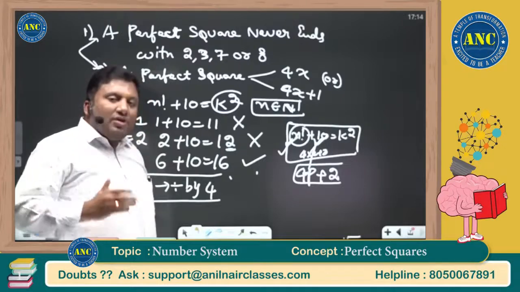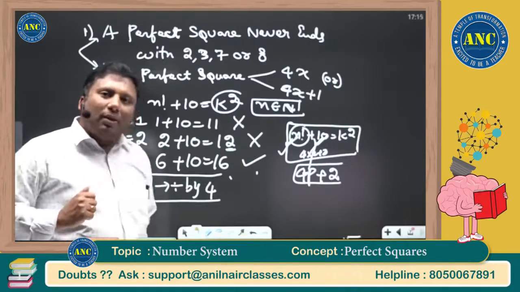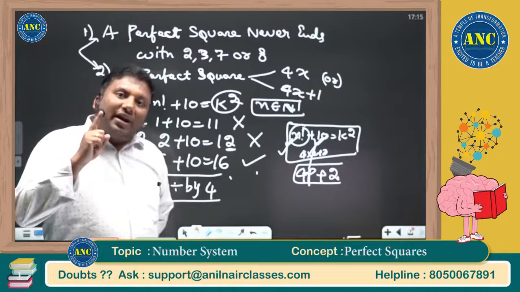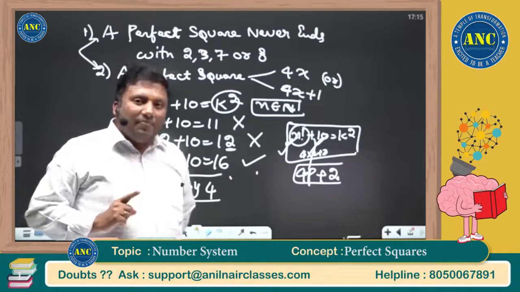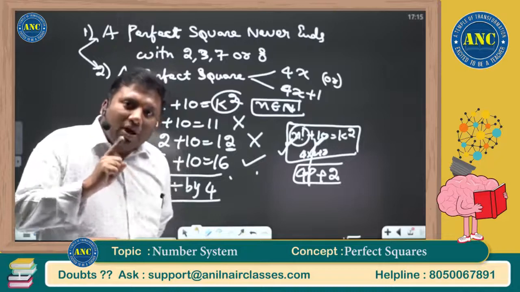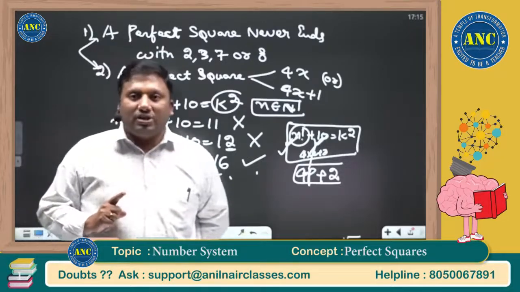Step number 1, the concepts which are used in this problem are: a perfect square never ends with 2, 3, 7 or 8. If a number is a perfect square, it will always be of the form 4 into something or 4 into something plus 1.